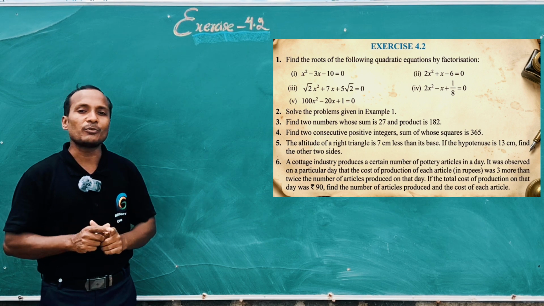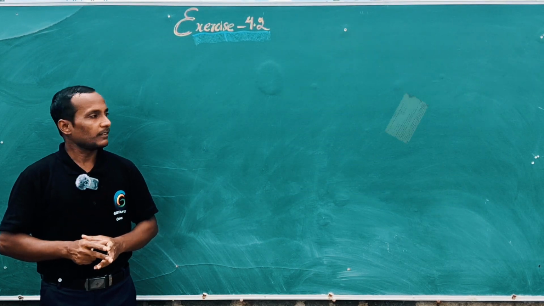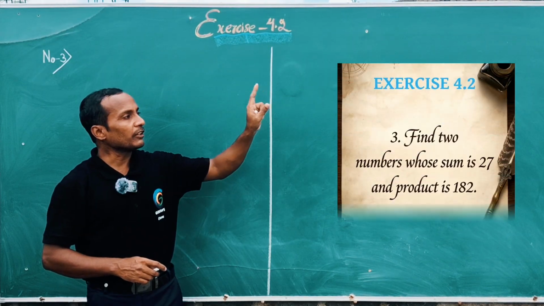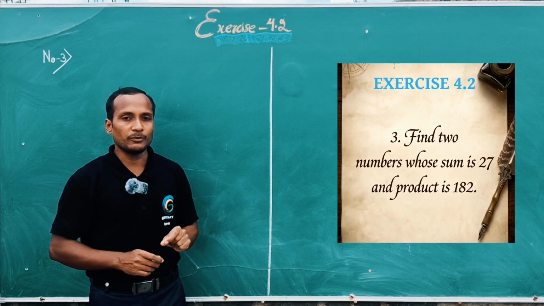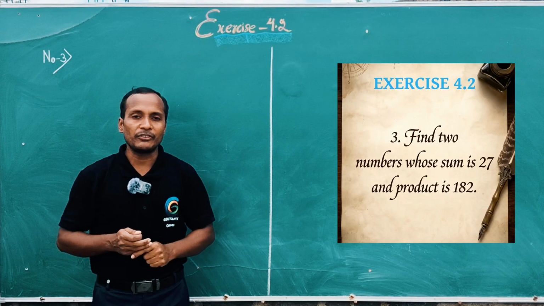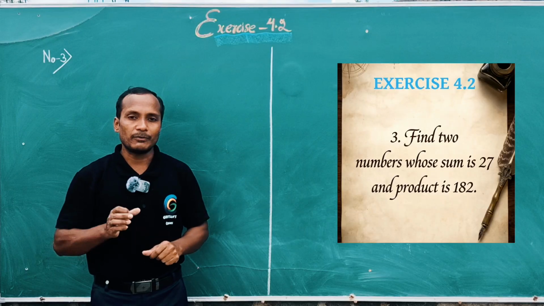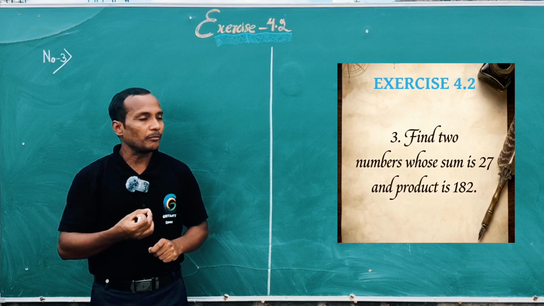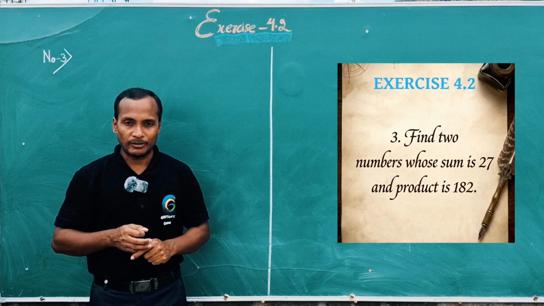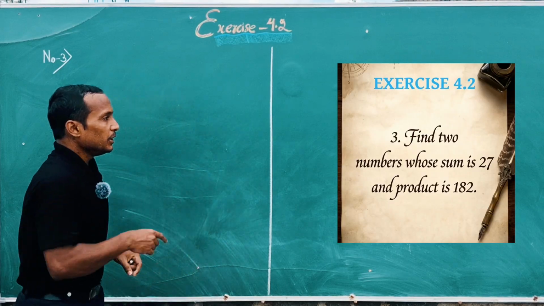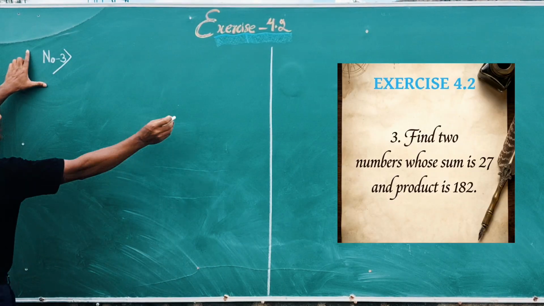Let us first move on to question number 3. In question number 3, you are told that sum of two numbers is 27 and their product is 182. We will find those two numbers by understanding the situation, by forming a quadratic equation for the case and then solving it by factorization method. Alright, so let's go for it. You are told that sum of the two numbers is 27.